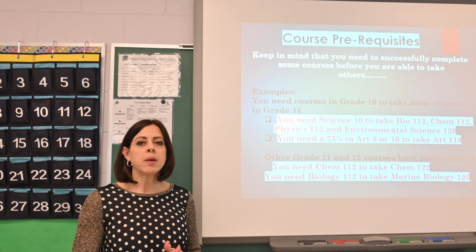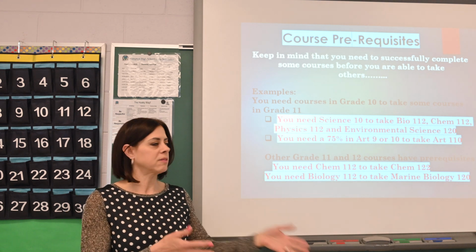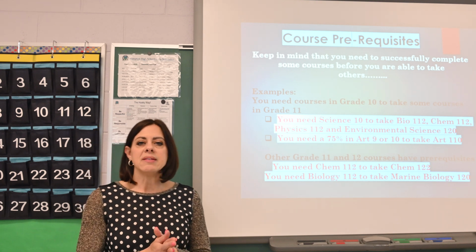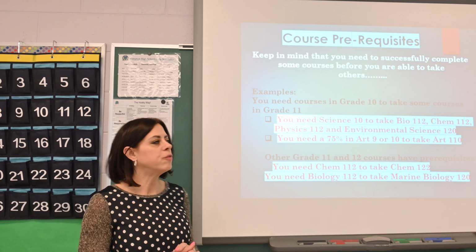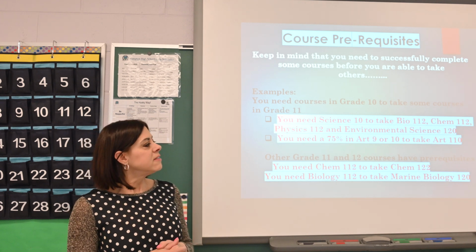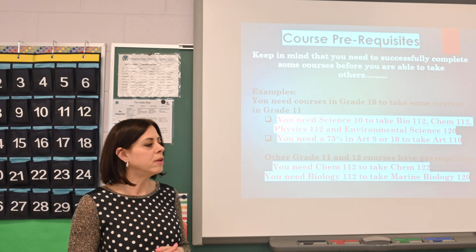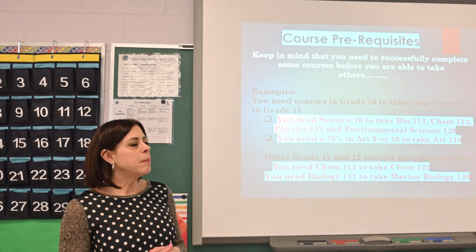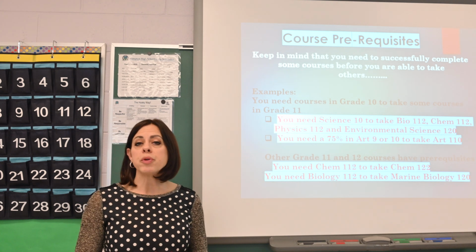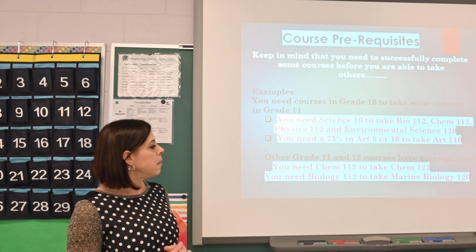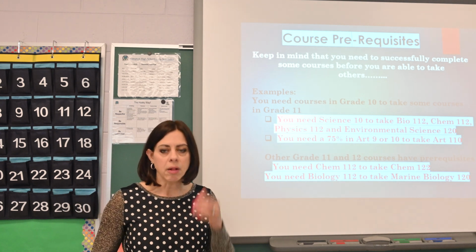Some courses have prerequisites, meaning that in some cases you take one course first before you take the next. So one example, Science 10 is a prerequisite for biology, chemistry, physics, environmental science. 75% required in Art 9 or 10 to go on to Art 11. Chemistry 11 is a prerequisite for Chemistry 12, and Chemistry 12 is a prerequisite for Chemistry Extensions. Biology 11 is a prerequisite for Biology 12 and also Marine Biology.